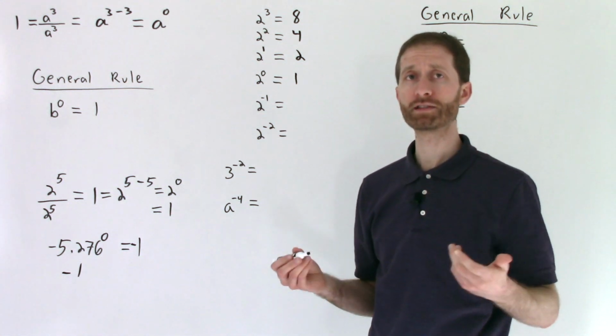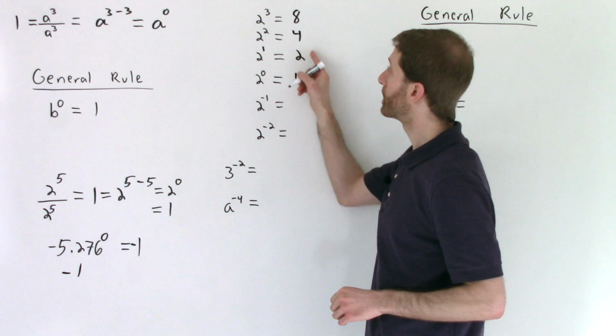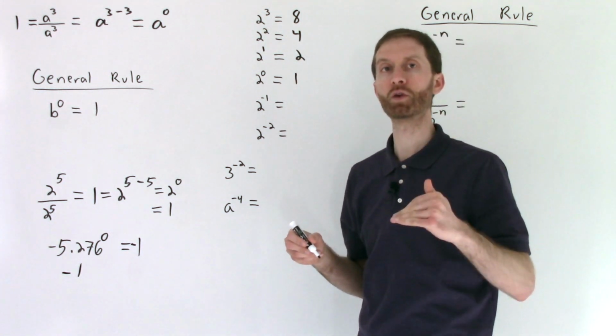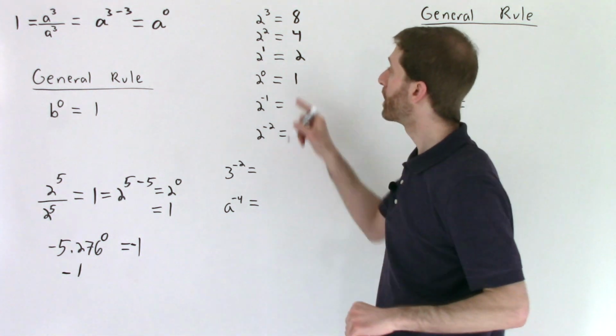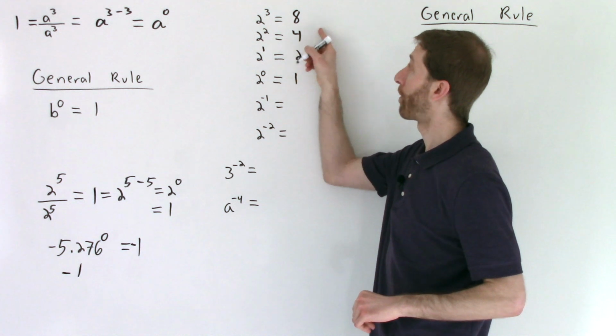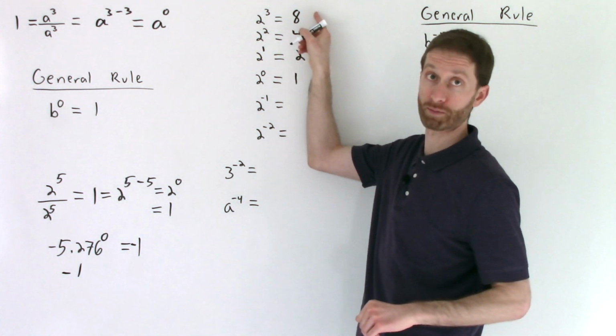Well, to figure this out and what a negative power means, just simply look at the pattern of what happens when we add a power every time, but then we're going to look at what happens when we subtract a power. If we add 1 power each time, we're multiplying by an additional power of 2. So 1 times 2 is 2, 2 times 2 is 4, 4 times 2 is 8.